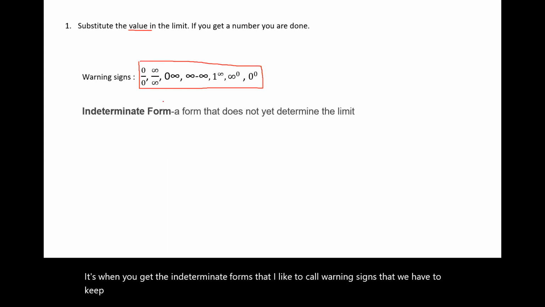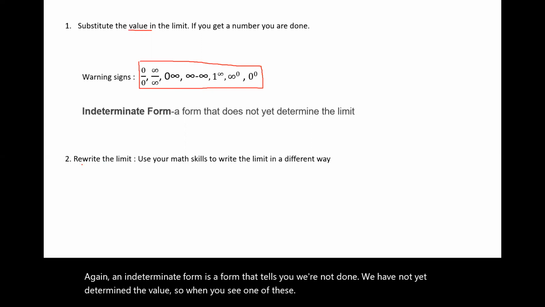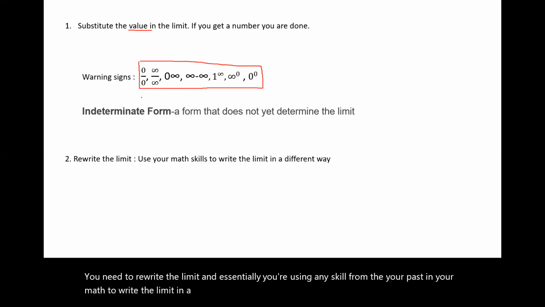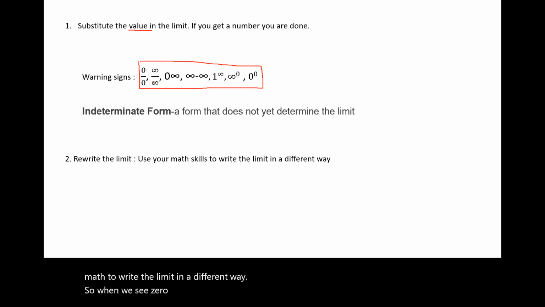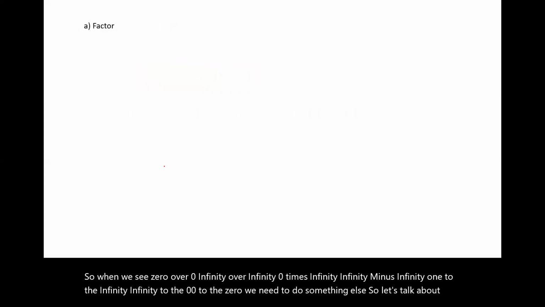So there are actually 7 indeterminate forms. So again, an indeterminate form is a form that tells you we're not done. We have not yet determined the value. So when you see one of these, you need to rewrite the limit. And essentially, you're using any skill from your past in your math to write the limit in a different way. So when we see 0 over 0, infinity over infinity, 0 times infinity, infinity minus infinity, 1 to the infinity, infinity to the 0, 0 to the 0, we need to do something else. So let's talk about those possible something else.